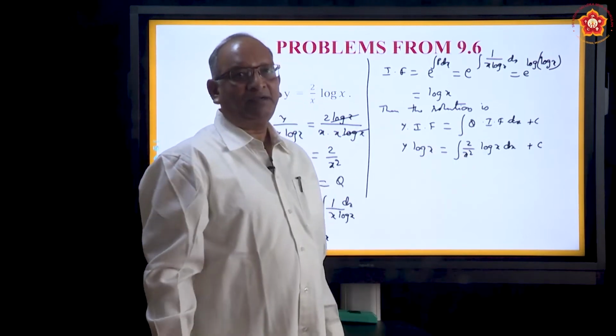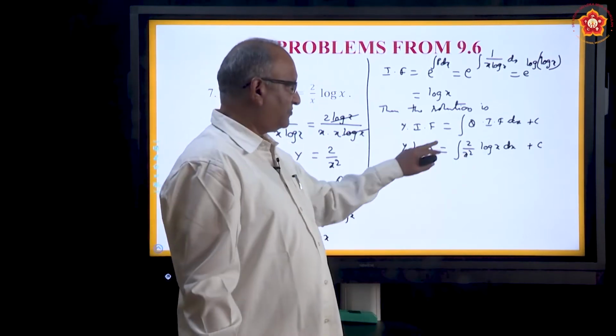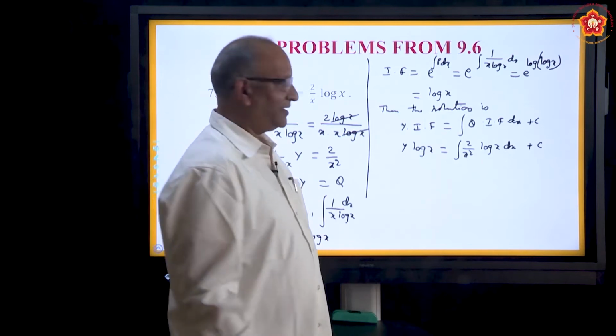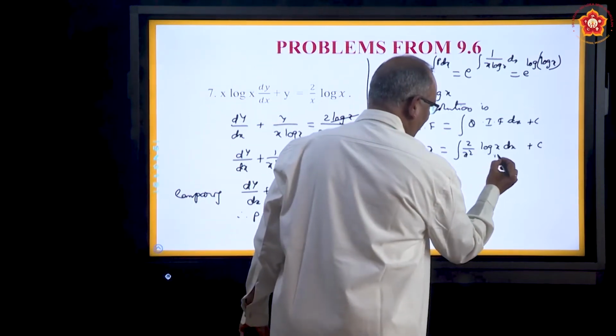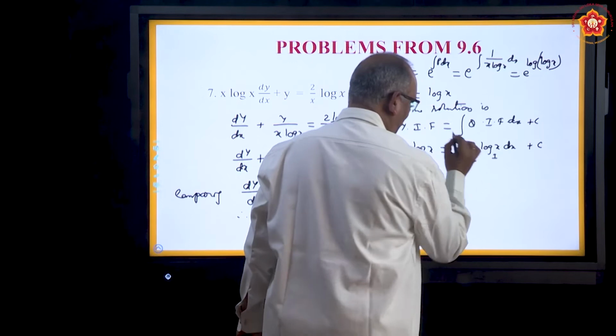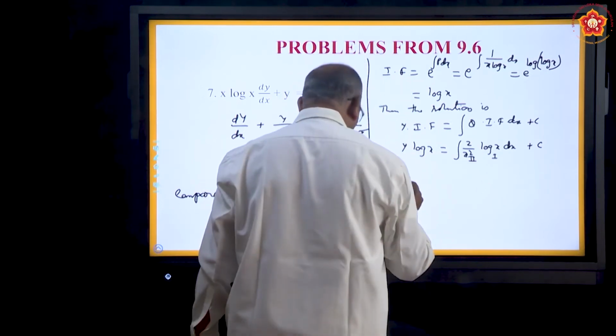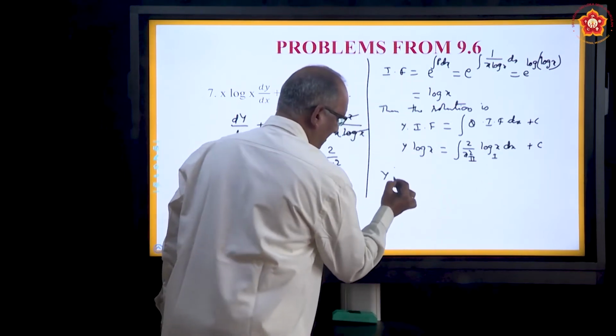How do you integrate? Take log x as the first function and 1 by x square as the second function, and then proceed. This is the first function and this is the second function. Put 2 outside. Let y log x remain on this side only.